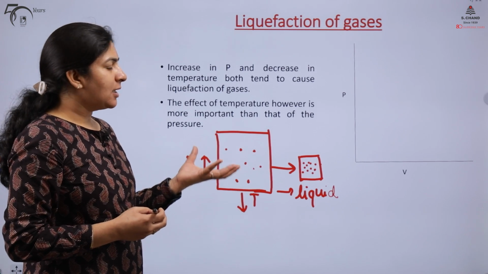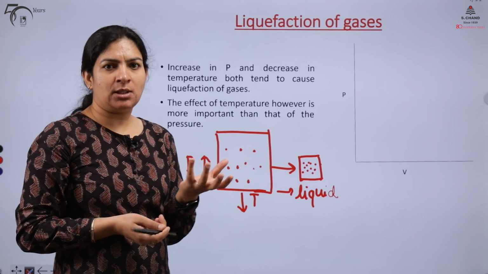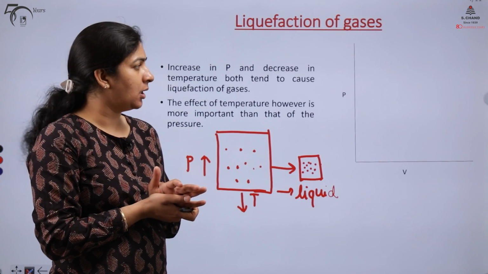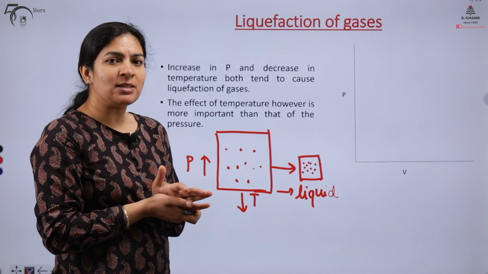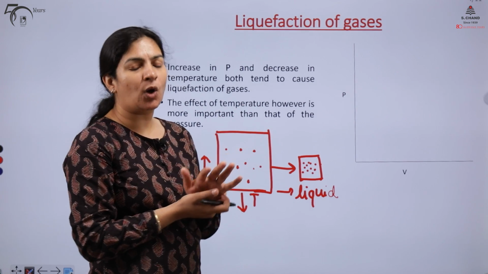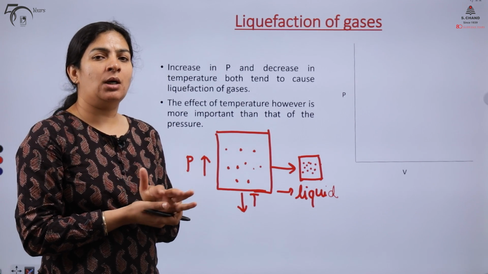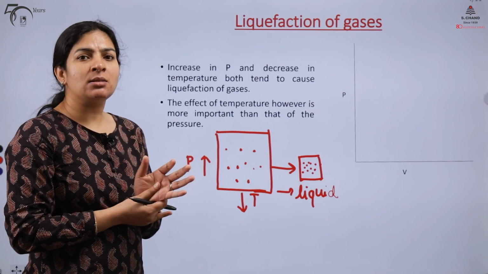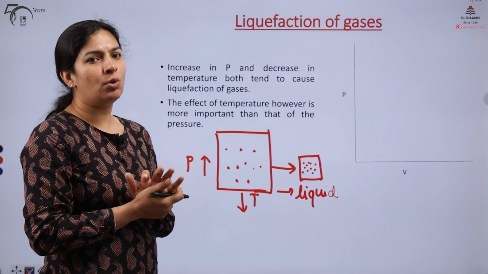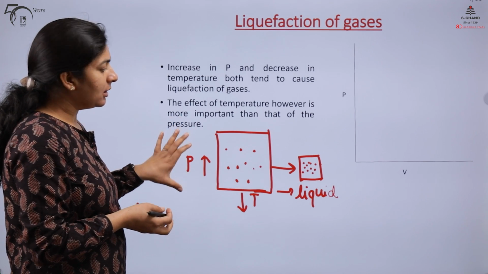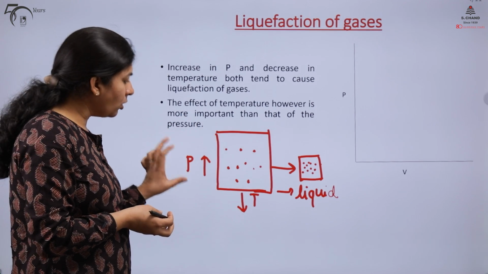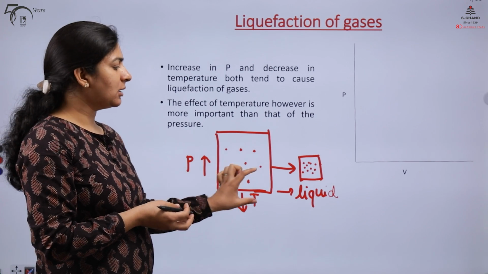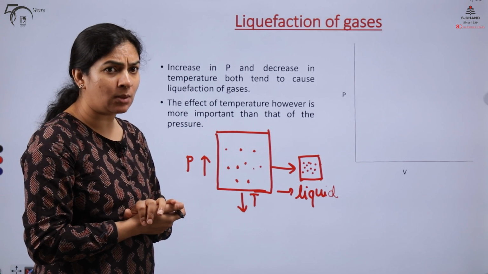Andrews was the first scientist who tried to observe the behavior of carbon dioxide. He studied the pressure versus volume curves for carbon dioxide and came to the conclusion that temperature plays a more important role. Now, I have mentioned that both increasing the pressure and lowering the temperature favor the liquefaction.